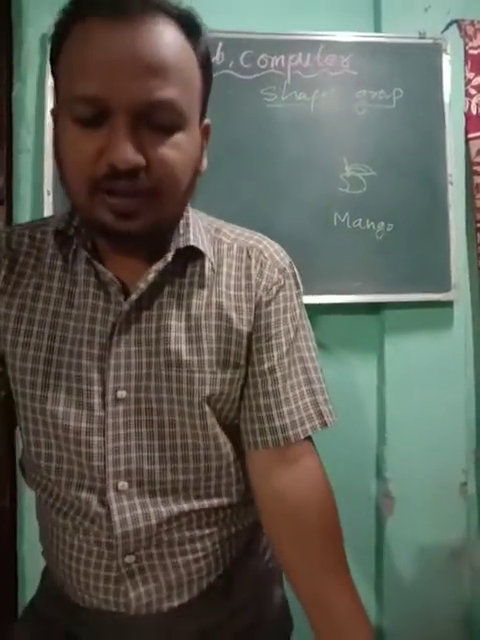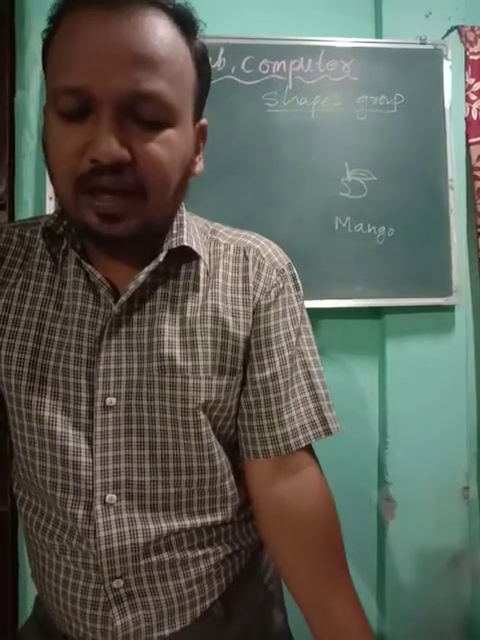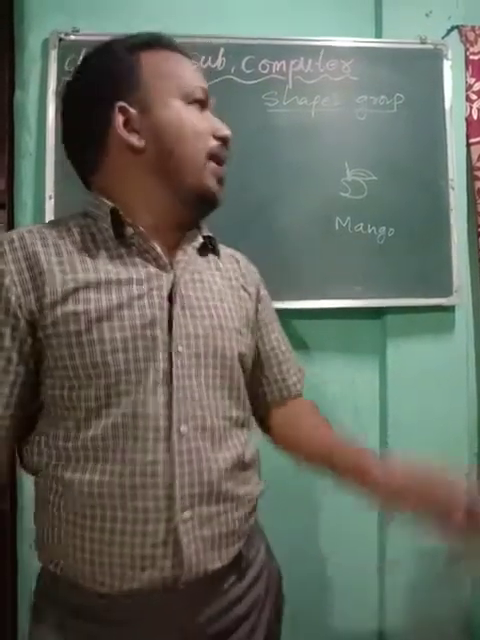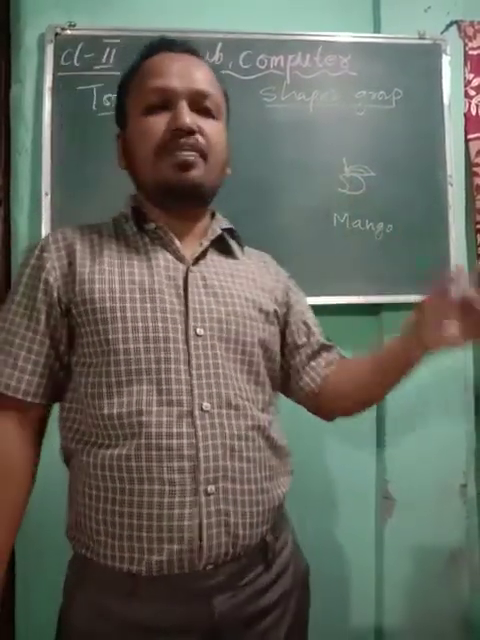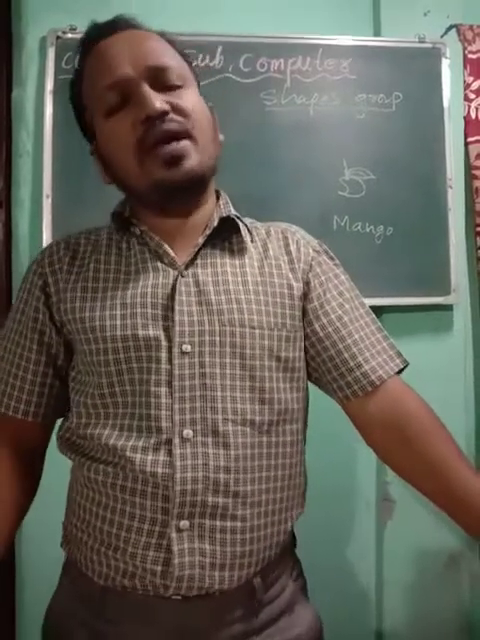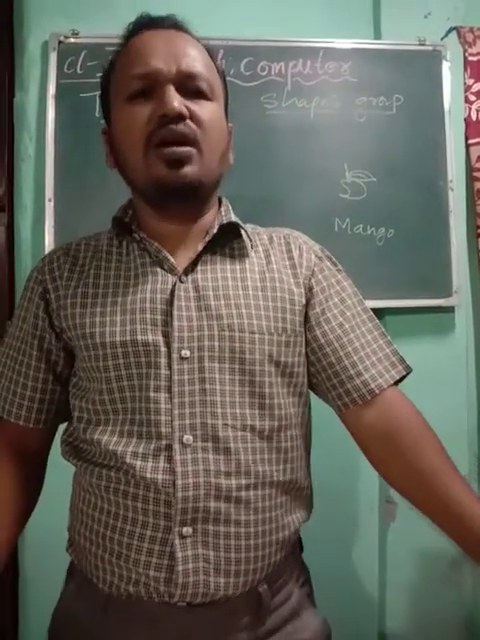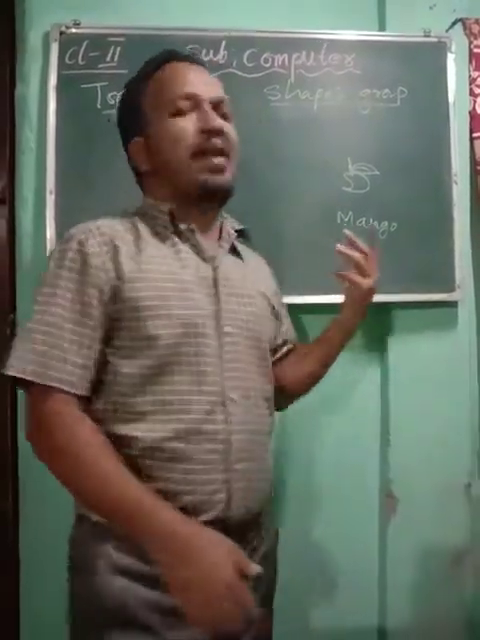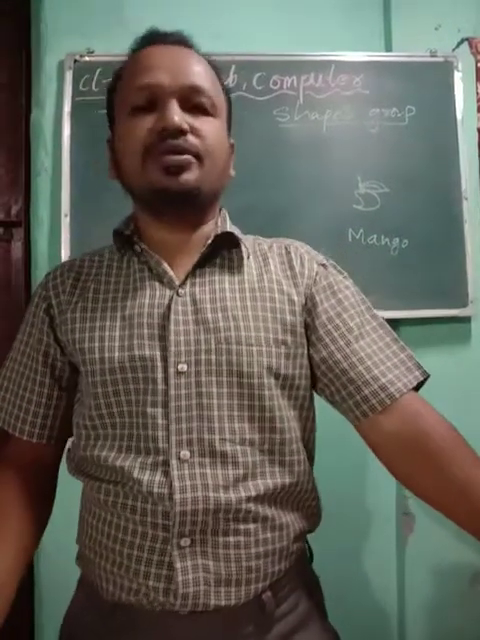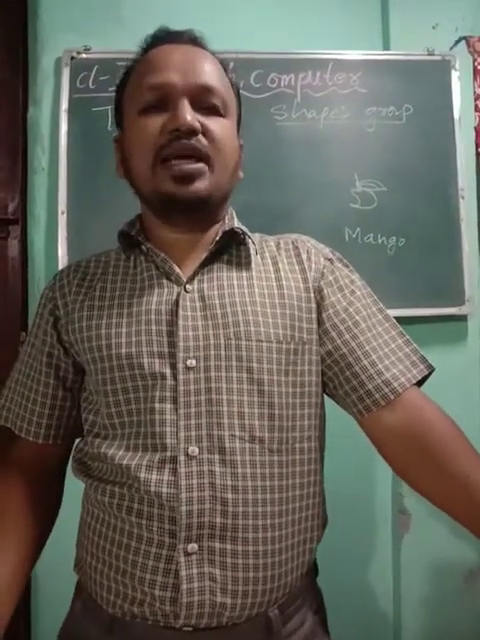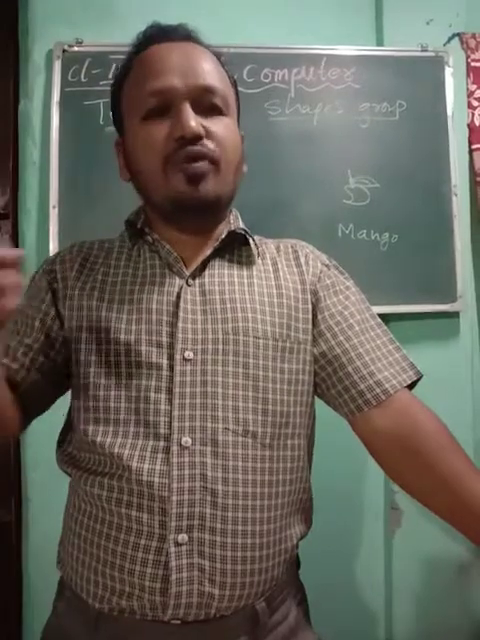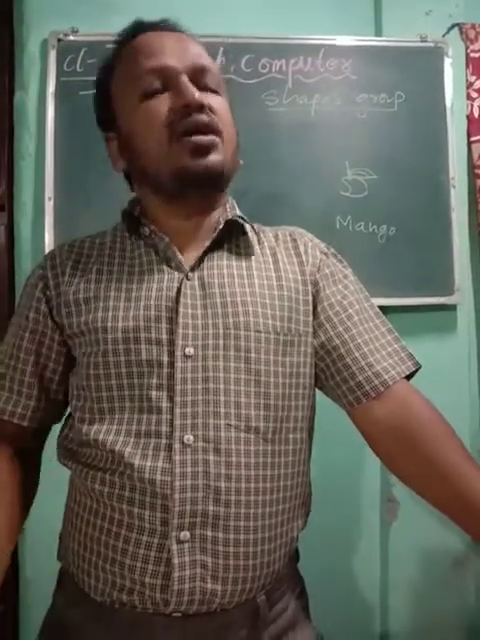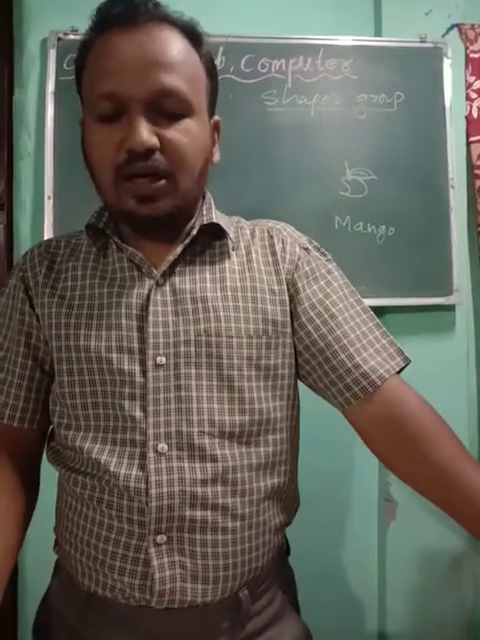Color picker, children. Color picker is used to pick color from any object. From any object you can pick up colors when you are doing practical work on your computer. I cannot show this color picker on the blackboard because this is not a computer. When you are using a computer, from any object you can pick up the color.